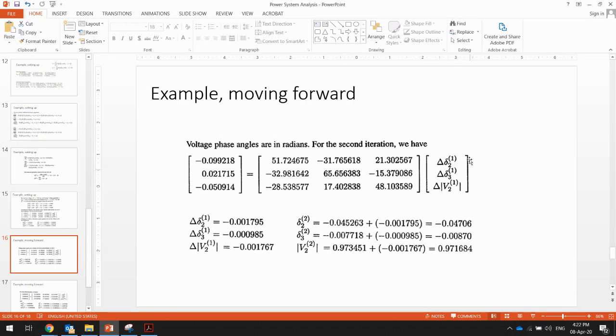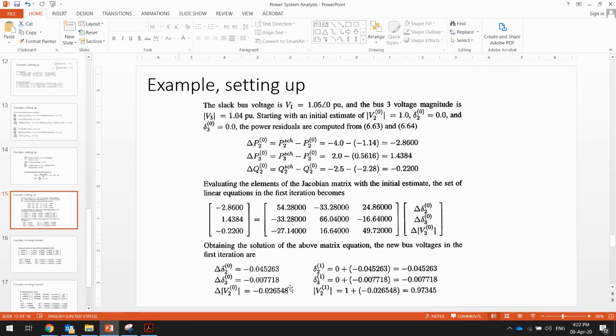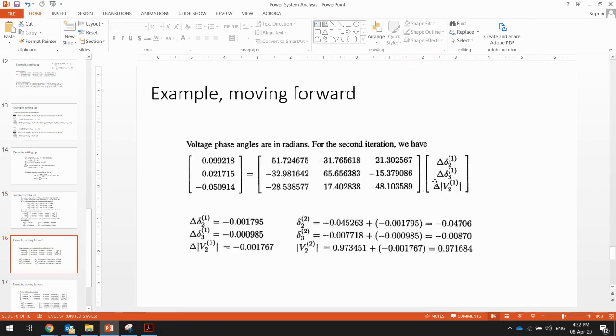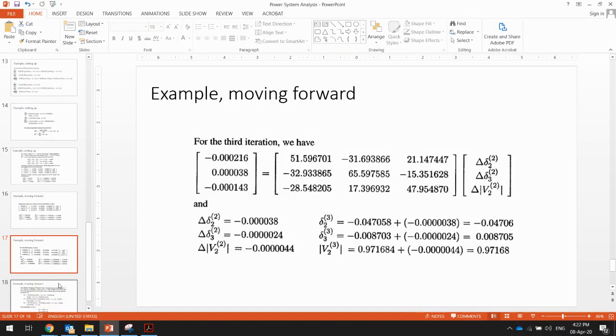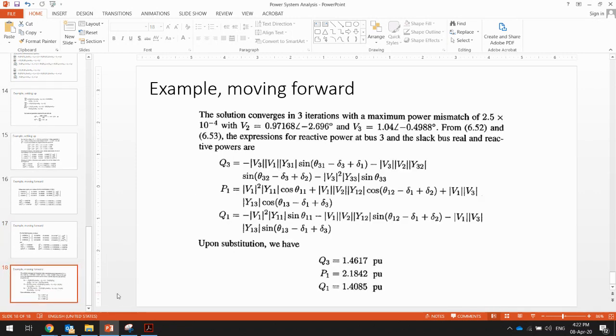Okay, you obtain the new change. From the new change, you add them into the new value just now. This one, the new value, with the new change, add them into the new values. You get newer values, like this one. And then the whole process repeats. So this delta 2, delta 3.2, and V2.2, you apply back into the initial part here and repeat the whole process. And then the process repeats and repeats.